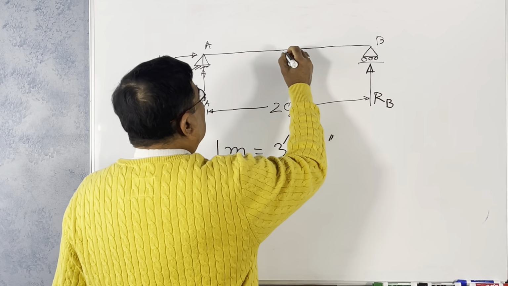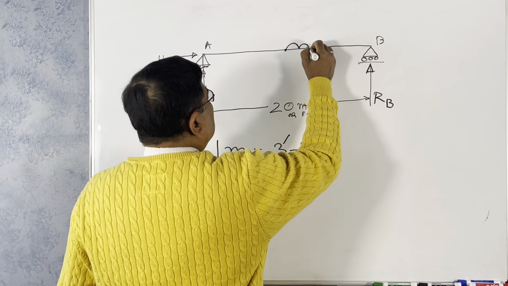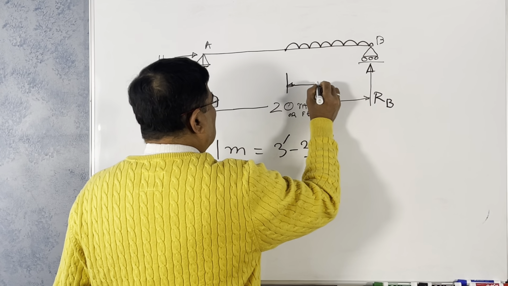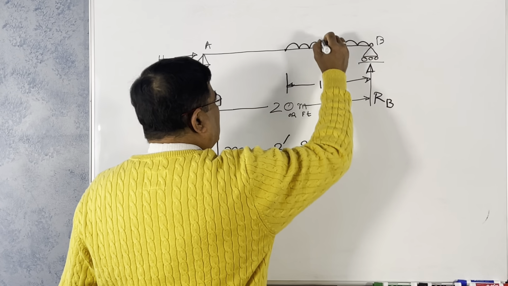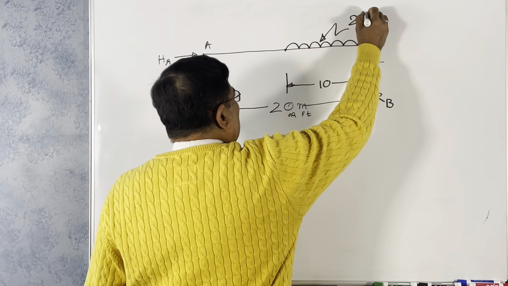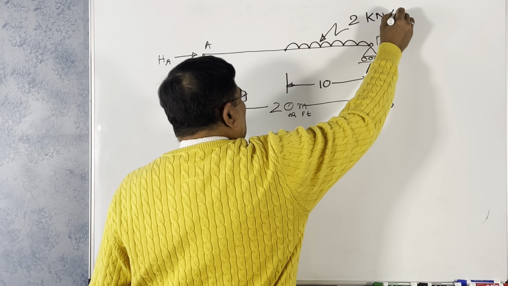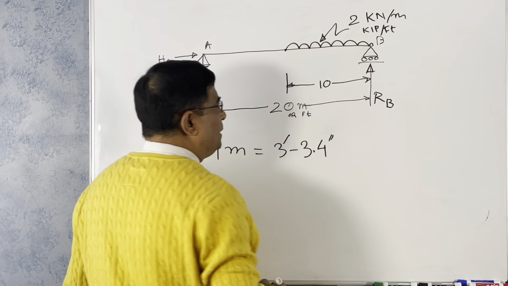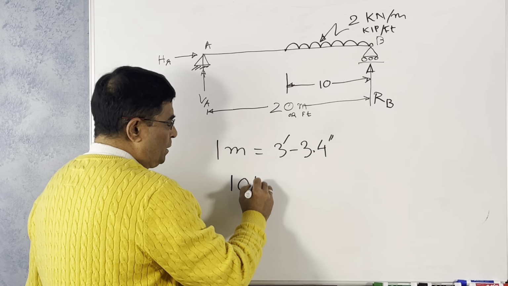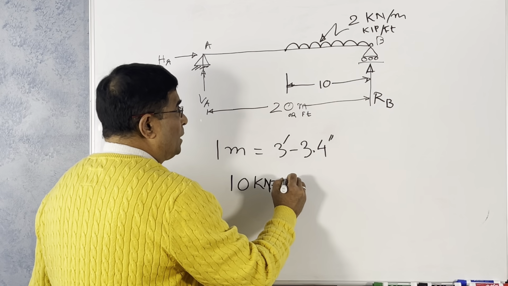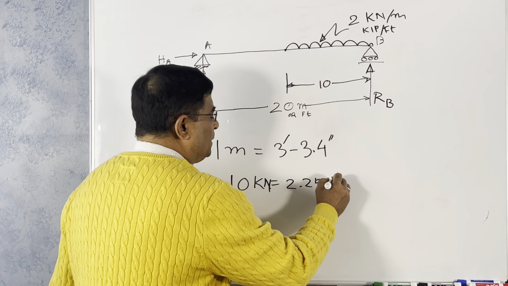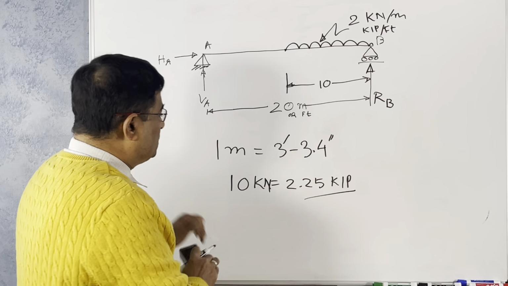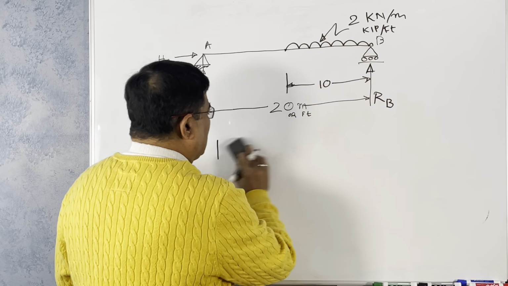Similarly, if we use the SI system for loading, say the distance is 10 and this loading is 2 kilonewton per meter, or you can take it as kip per feet. Again, these two are not the same. 10 kilonewton equals 2.25 kip. But I am keeping the numbers the same because my calculation will be easier. So now let us see the other loading.